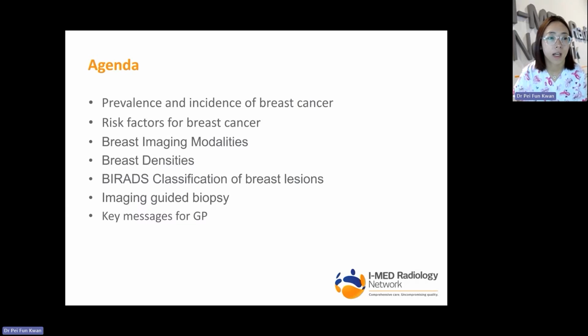I will be covering a few things today, including prevalence and incidence of breast cancer, some risk factors for breast cancer. I'll go through all of the breast imaging modalities and when we use these modalities. And then we'll go through breast densities, BI-RADS classification of breast lesions, and show you a few examples of imaging-guided biopsy. And then I'll give you several messages to help you with your practice.